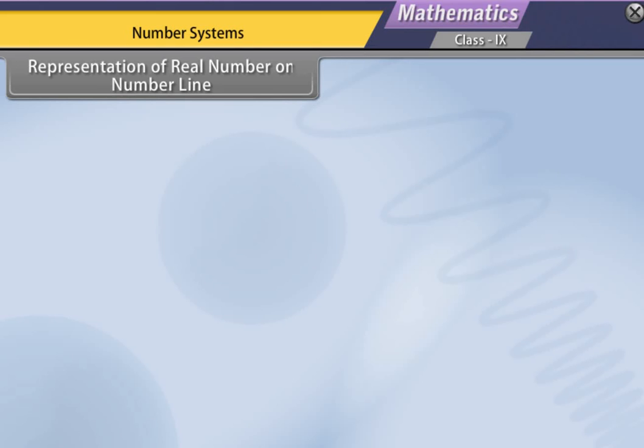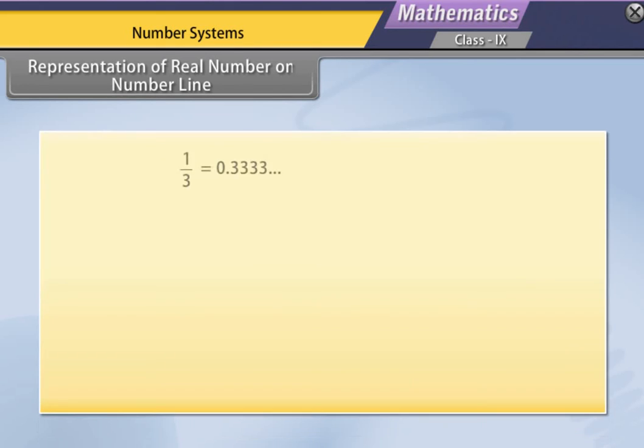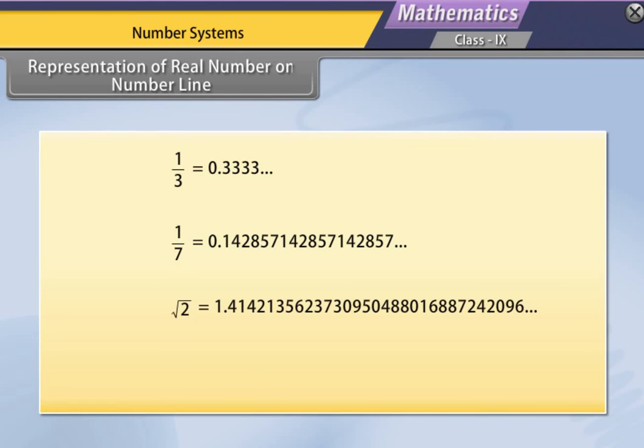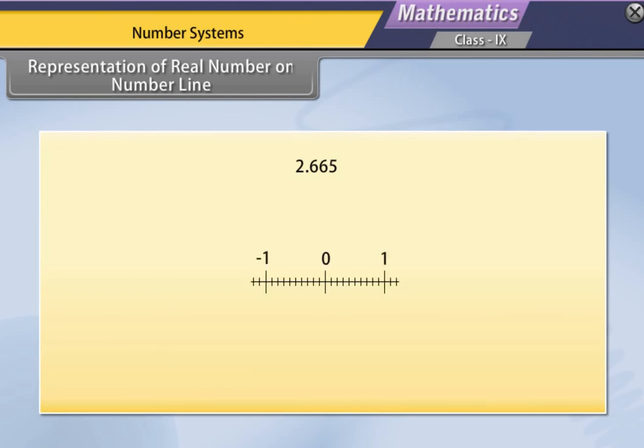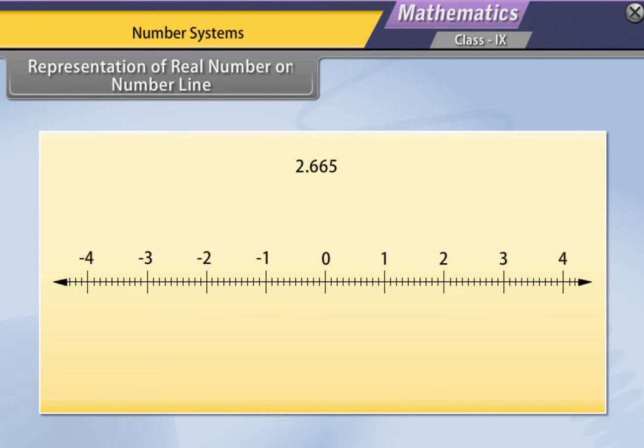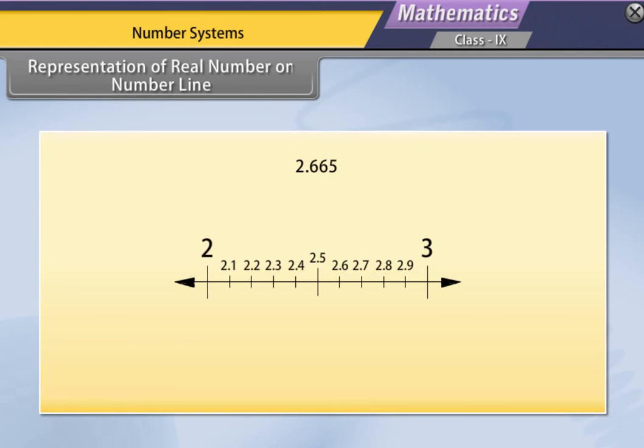Representation of real numbers on the number line. We now know that every real number has a decimal expansion. That decimal expansion helps us to locate it on a number line. Let us locate 2.665 on a number line. We know that it lies somewhere between 2 and 3. Imagine dividing it into 10 equal parts. For a clear view of numbers, the first part represents 2.1 and the second part is 2.2 and so on. Here, 2.665 lies between 2.6 and 2.7.